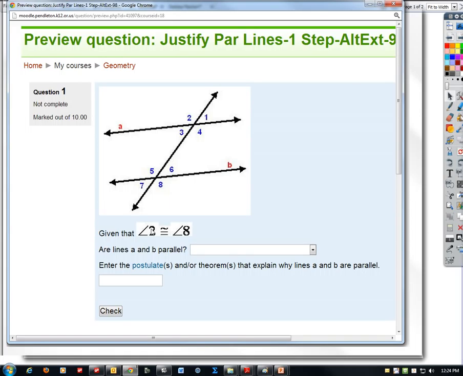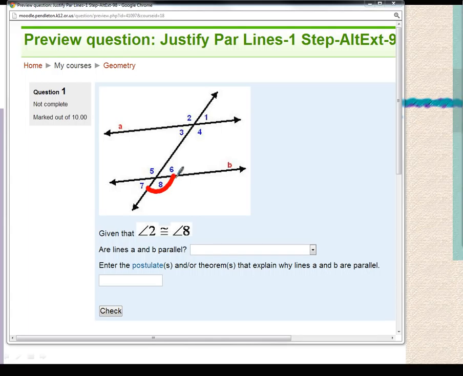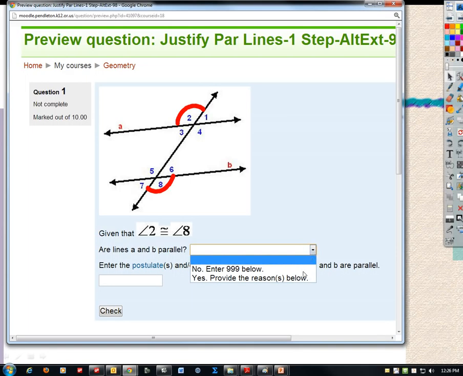And so when we look at a problem like this, what about this guy right here? It says, given that angle 2 is congruent to angle 8. So those two angles are congruent. First of all, are lines A and B parallel? They are, aren't they? Right? So we'll go ahead and choose yes.